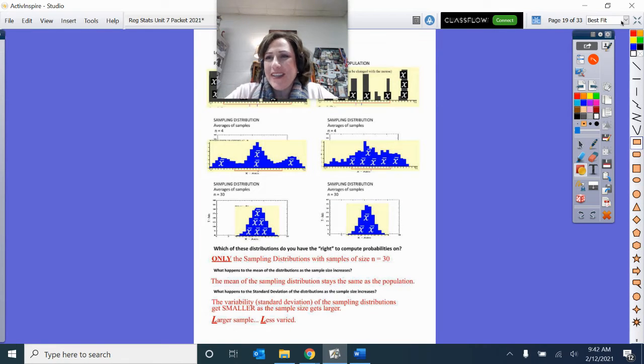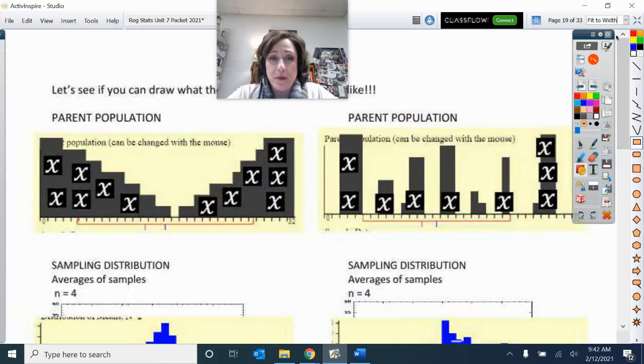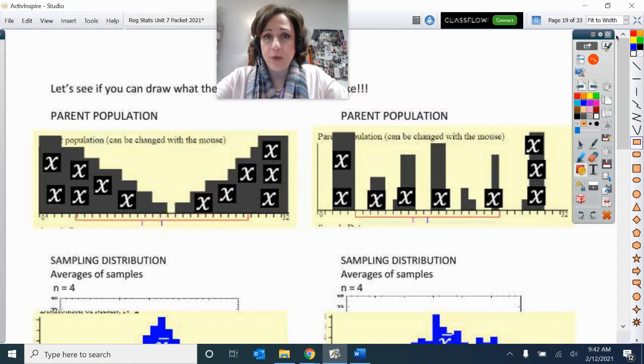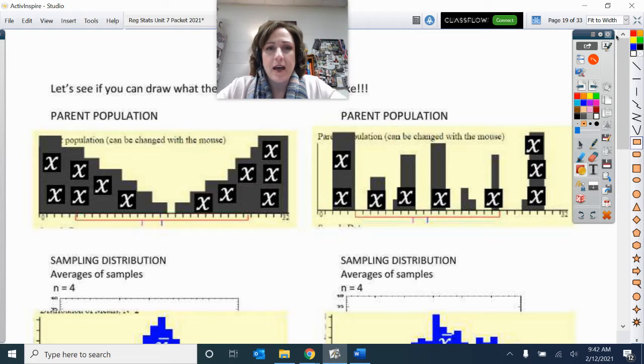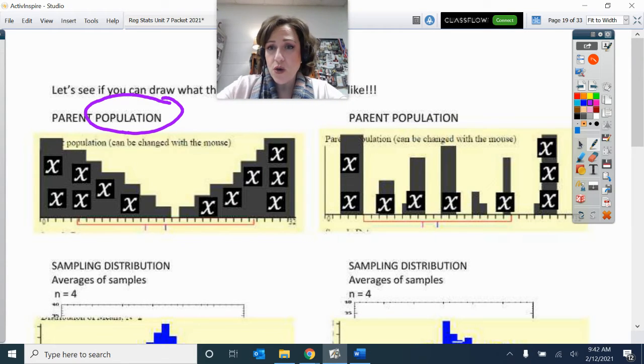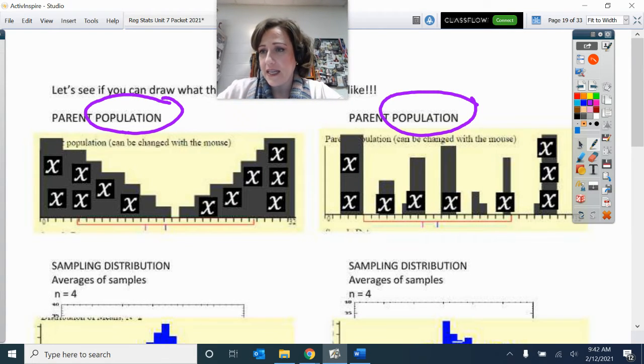We are going to start today by remembering what we just recently came from, and the really important lesson that we did right before our break. So here we go. The big thing we were talking about before our break is that you have this parent population. The population, and the big thing to know is this is all of the data.